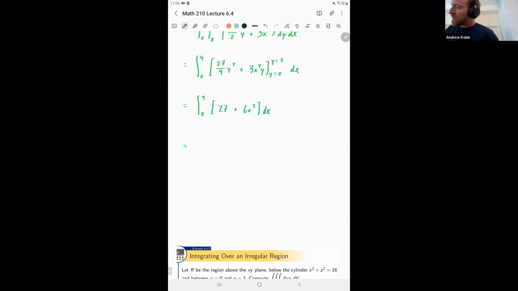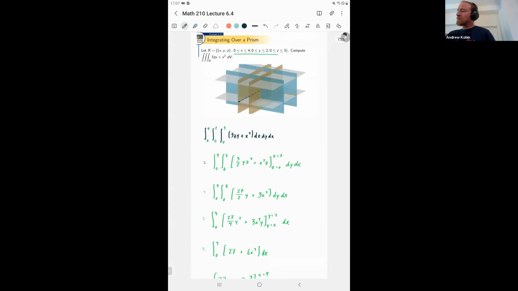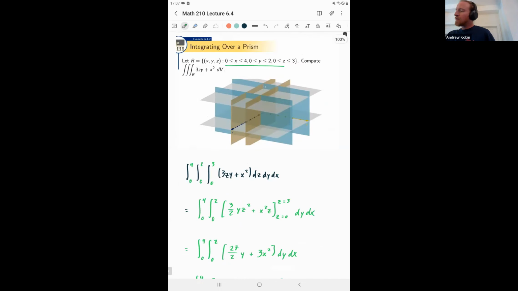We don't need the bounds. Let's do the integral. 27x plus 2x cubed, x equals 0 to 4. Let's see, 4 times 27. Oh, I think that's 108. And x, let's see, 4 cubed is 64 times 2 is 128. And if I plug in 0, I again get 0 everywhere. So this one didn't have too many extra parentheses or anything. In this case, we'll get, let's see, 236.